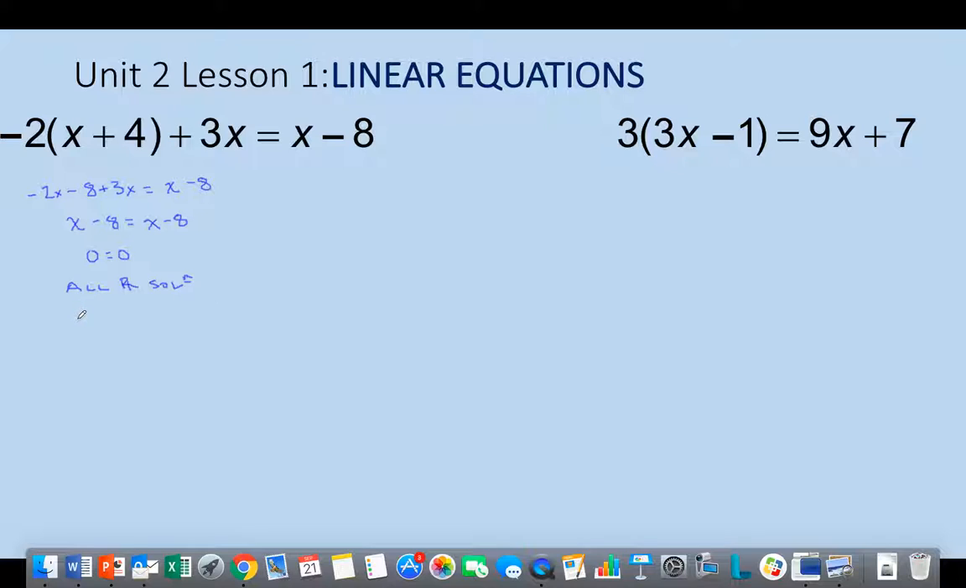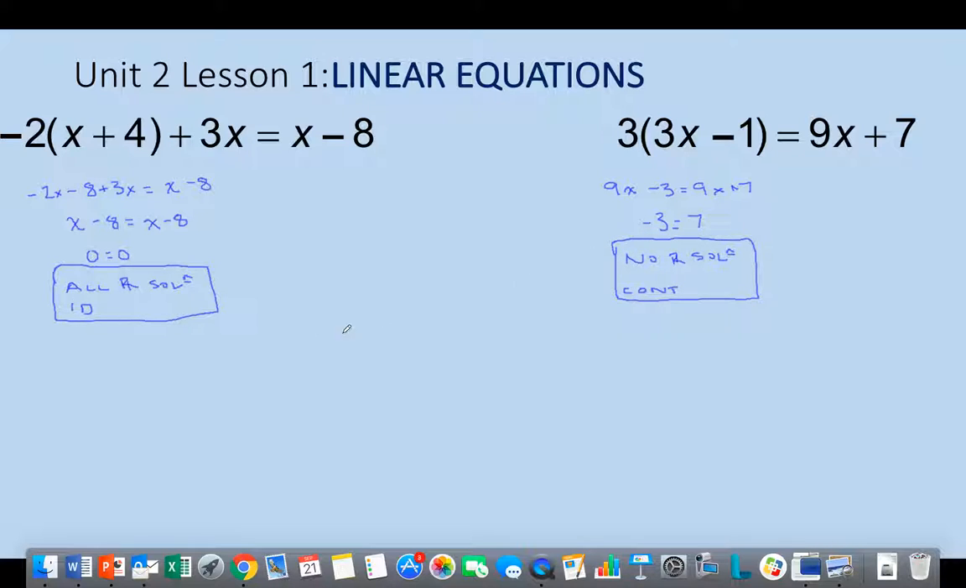In other words, this is an identity. Right? So that's all I'm going to put right here. This means that any number that I plug in for x is going to make that true. All right, the second one, again, I start doing my steps here. I got 9x minus 3 equals 9x plus 7. When I subtract 9x from both sides, I wind up with negative 3 equals 7. That's not true. This means that there are no real number solutions, which indicates that this is a contradiction.